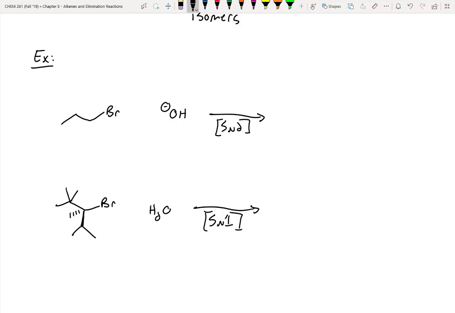Who thinks they got the first one? So the first one's pretty straightforward. If it's SN2, we're going to attack this carbon, kick off our leaving group. Will we get more than one product? No. So would this reaction be stereoselective, stereospecific, or regioselective? Okay, so this would be stereospecific.